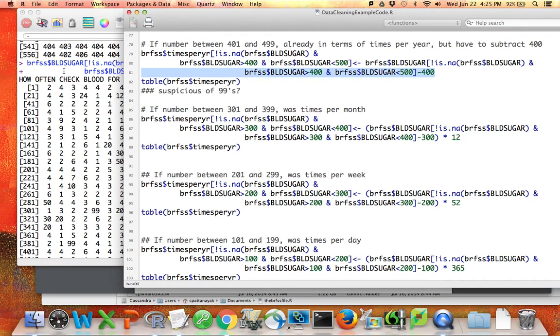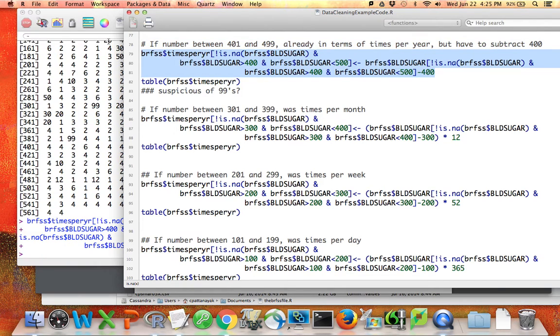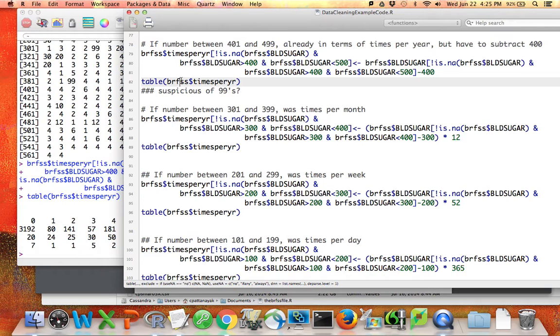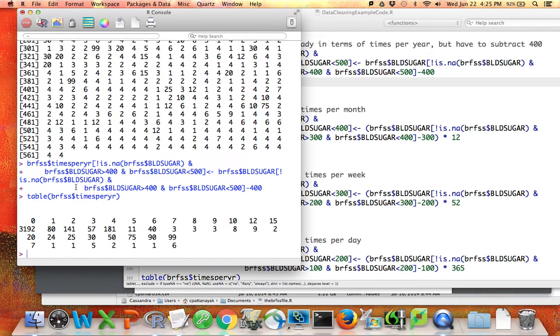And after I run this piece of code right here, then if I go ahead and make a table of my new variable, you can see that here are my zeros that I filled in before. The NAs are omitted because this is a table rather than a summary, but you can see that these are reasonable responses, perhaps except for some of these 6 people who said they checked their blood sugar exactly 99 times per year.